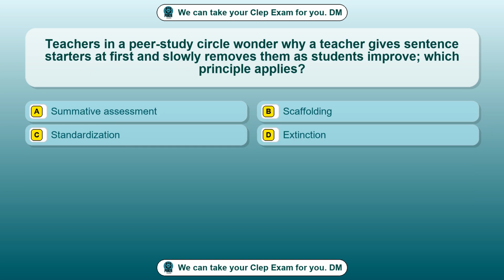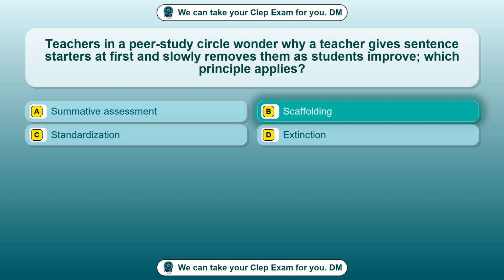Question 12. Teachers in a peer study circle wonder why a teacher gives sentence starters at first and slowly removes them as students improve. Which principle applies? Option A, summative assessment. Option B, scaffolding. Option C, standardization. Option D, extinction. The correct answer is option B, scaffolding.